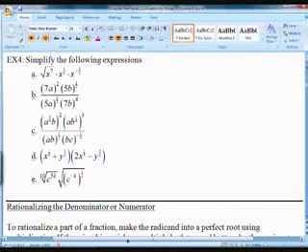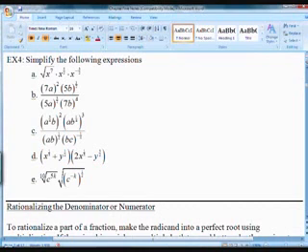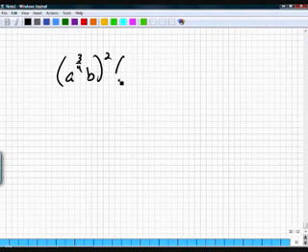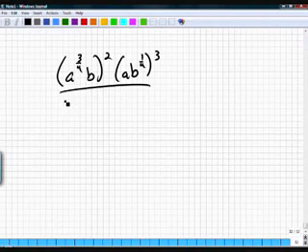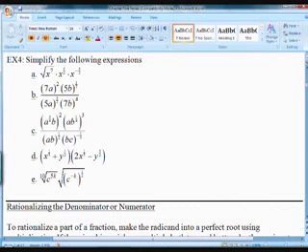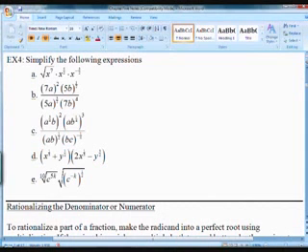Next up, another one that looks about as equally junky. A to the 3/4 B to the 2nd power, AB to the 1/4 to the 3rd, over AB to the 1/2, BC to the negative 1/4. Is that right? Is that the problem I just worked?